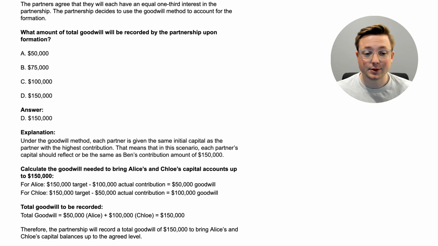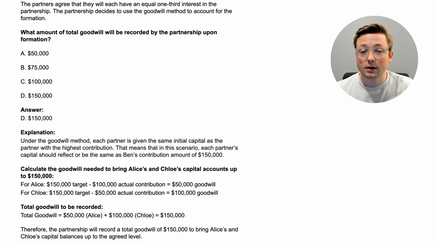All right, here we are. The answer is D. $150,000 is the total amount of goodwill that's going to occur because of this formation. So let's walk through it. It's actually not too difficult once you understand what the Goodwill method is. Under the Goodwill method, each partner is given the same initial capital as the partner with the highest contribution. That means that in this scenario, each partner's capital should be the same as Ben's contribution amount of $150,000. So again, what does that mean?